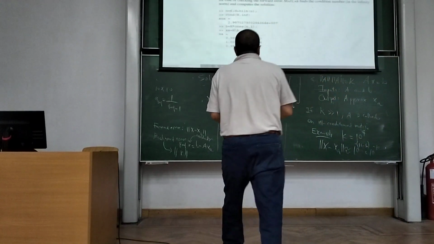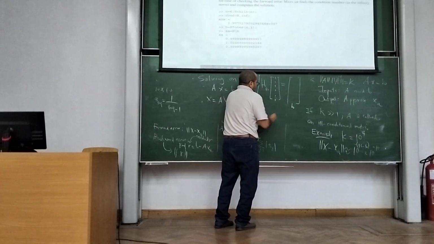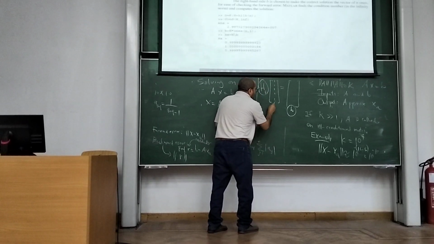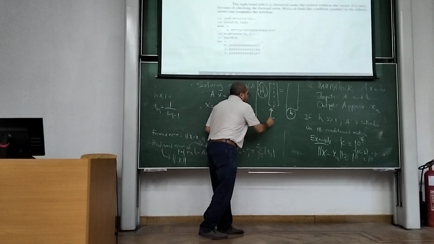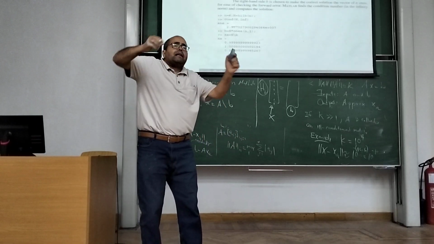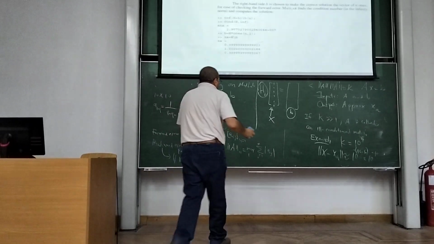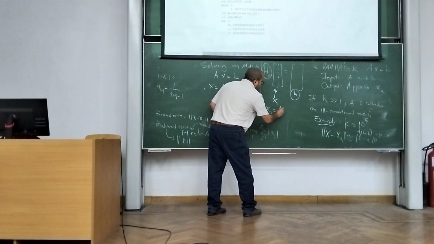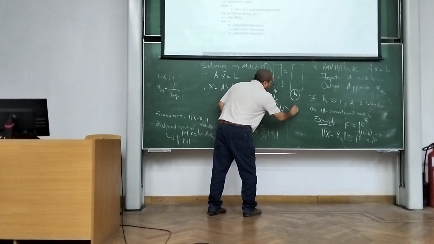So we're going to go here. I have my B, and I have my H, and I will assume my X is not known. I know the exact solution, but for a few minutes, I'm going to assume that the solution is not known. And I'm going to come up with the approximate solution that comes from H6 backslash B.